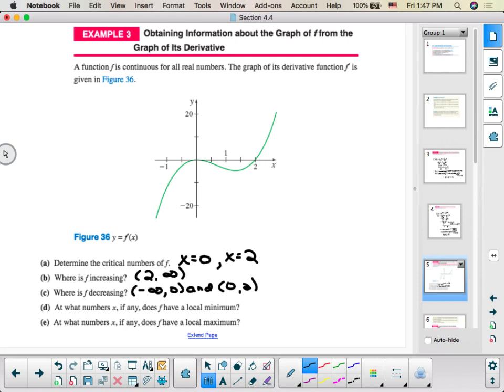We have a local min when the derivative changes from decreasing to increasing, and so that happens at 2. We have a local max where the derivative changes from increasing to decreasing, and that doesn't happen here, so there are no local max values in F.